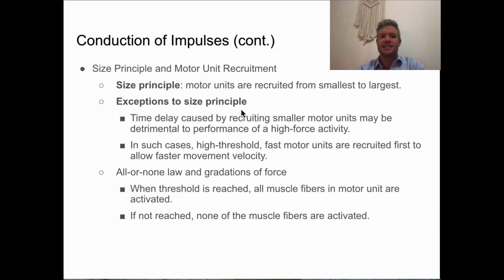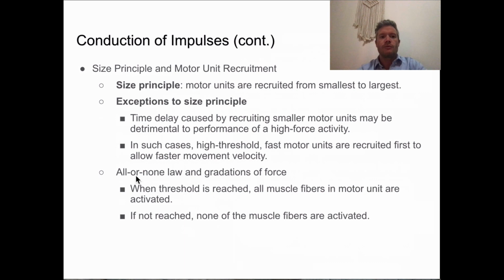The exception to this is when we need a large amount of force generated quickly. In these cases, high threshold, so normally neurons that take a lot of spurring on before they depolarize or reach threshold, these high threshold fast motor units, they're recruited first in these instances. But again, that's when time delay is not useful to generating large force. And again, we'll look at that in just a moment.